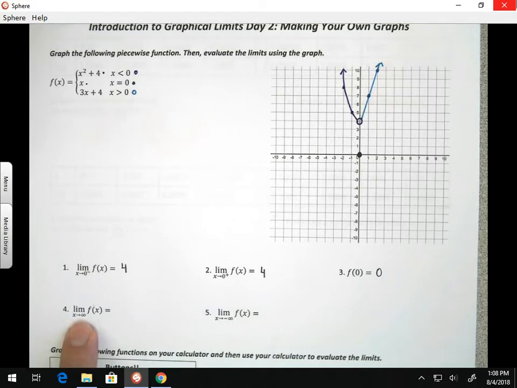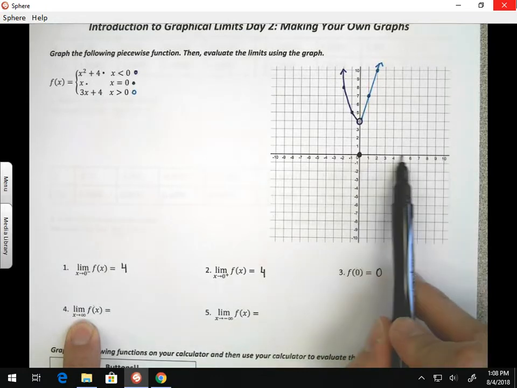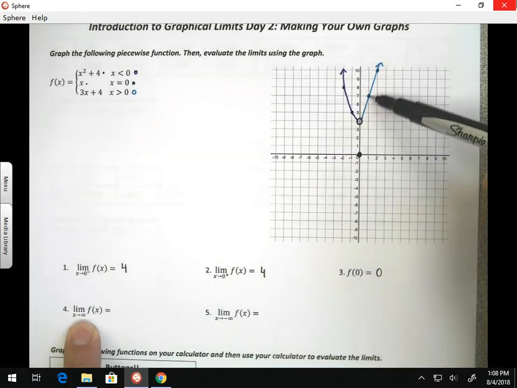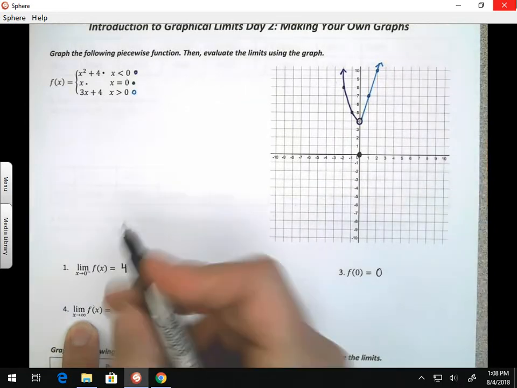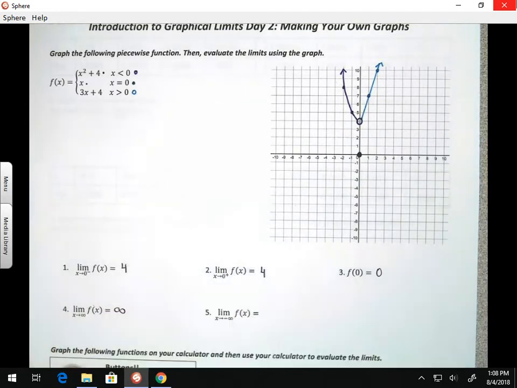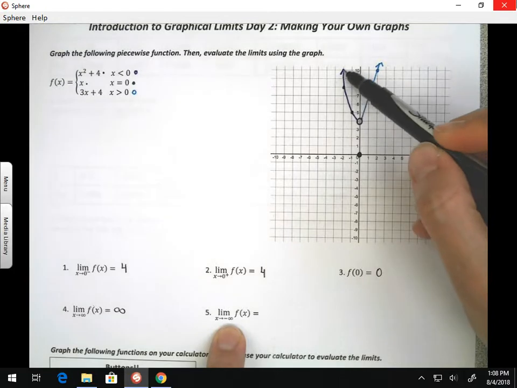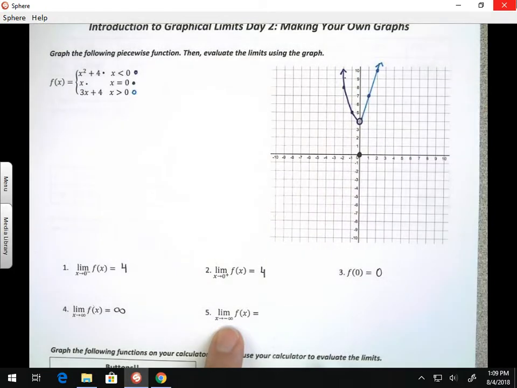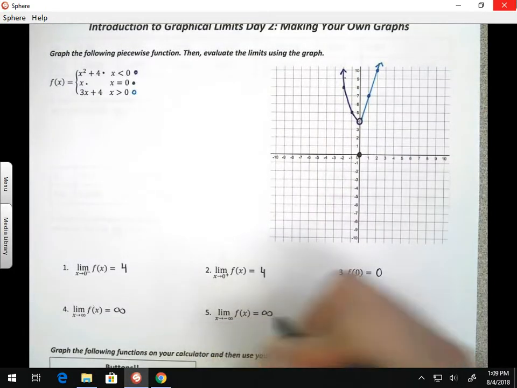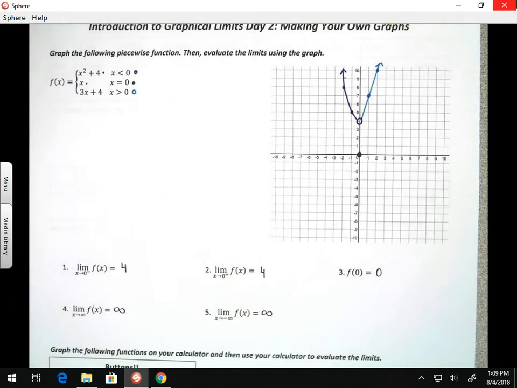Now, as I approach positive infinity, so as my x values get bigger and bigger, I can see that my y values are going to do the same thing. So my limit is going to be positive infinity. As my x values approach negative infinity, so off to the left here, I can see my y values are still going to get infinitely large, so the value of the limit is infinity there as well.